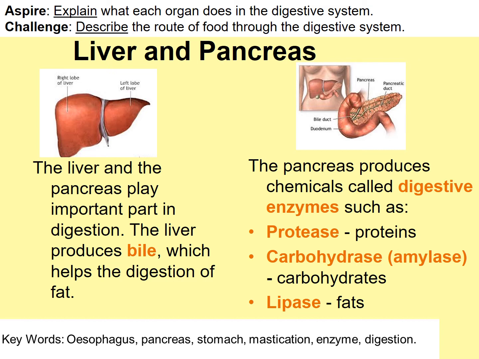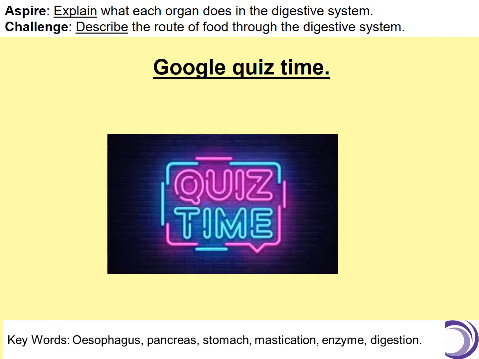The pancreas is the thing that makes all of these enzymes. So it releases three enzymes. These are the three enzymes you need to know. You need to know protease, which breaks down proteins, carbohydrase or amylase, which breaks down carbohydrates, and lipase, which breaks down fats. But there will be a lesson on that. Don't worry too much. Okay, so that is the end of the digestive system.